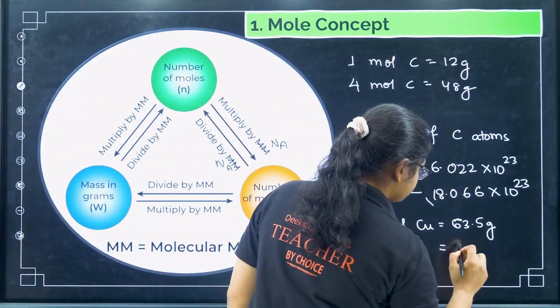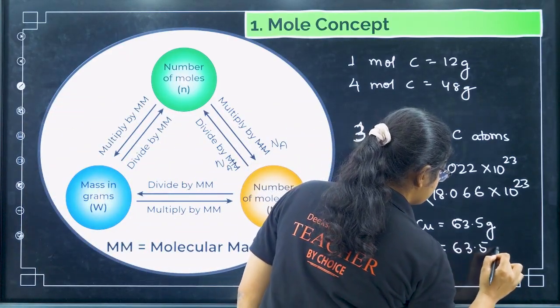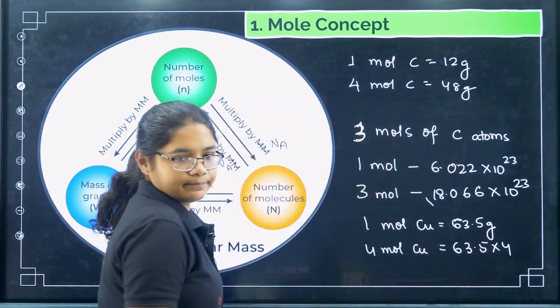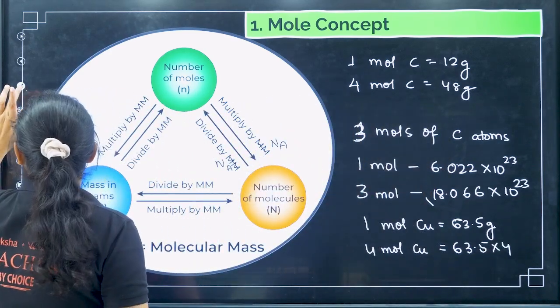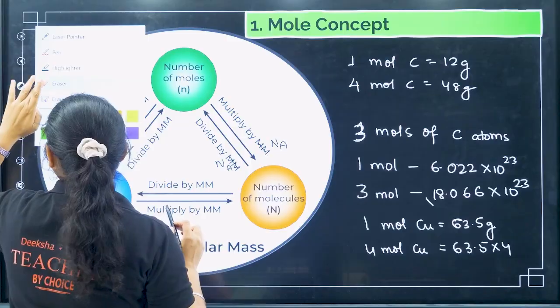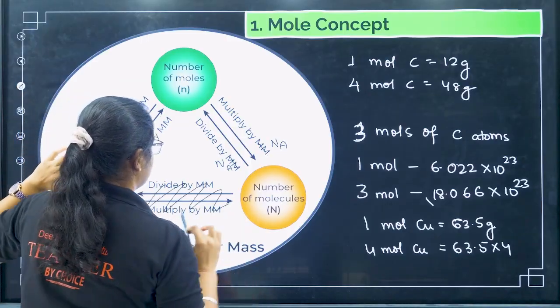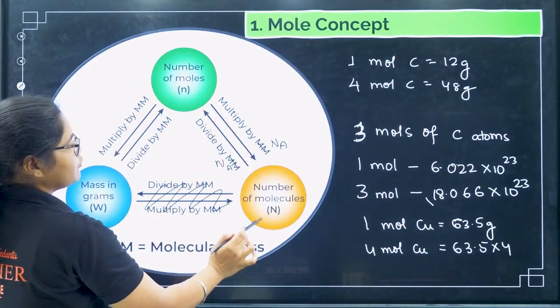You have to multiply 63.5 into 4, right? Fine. Now here there is one, this is not there. This is the thing that you should be knowing.